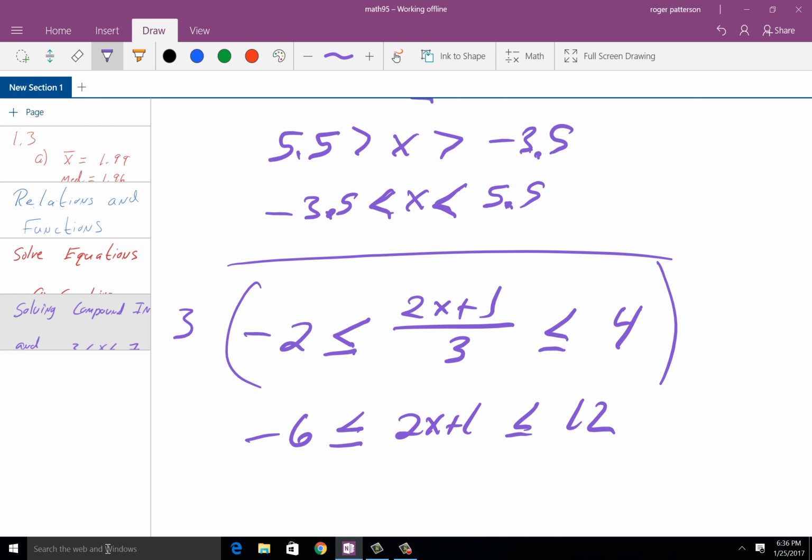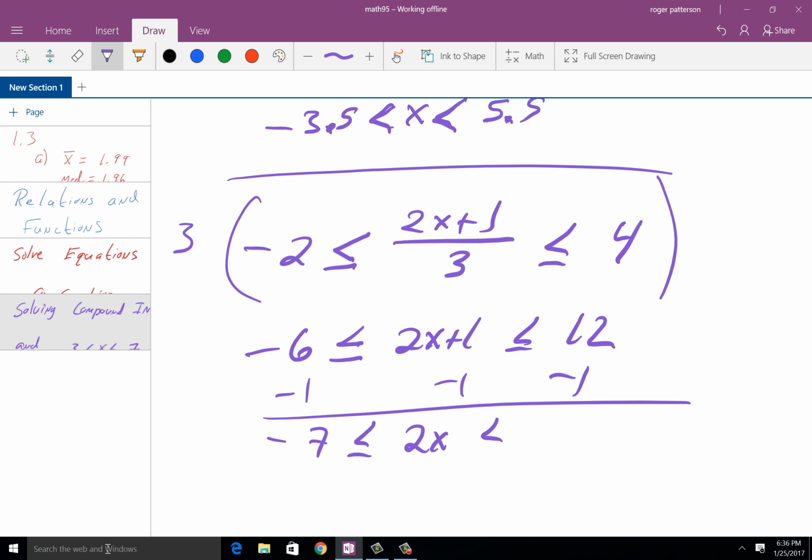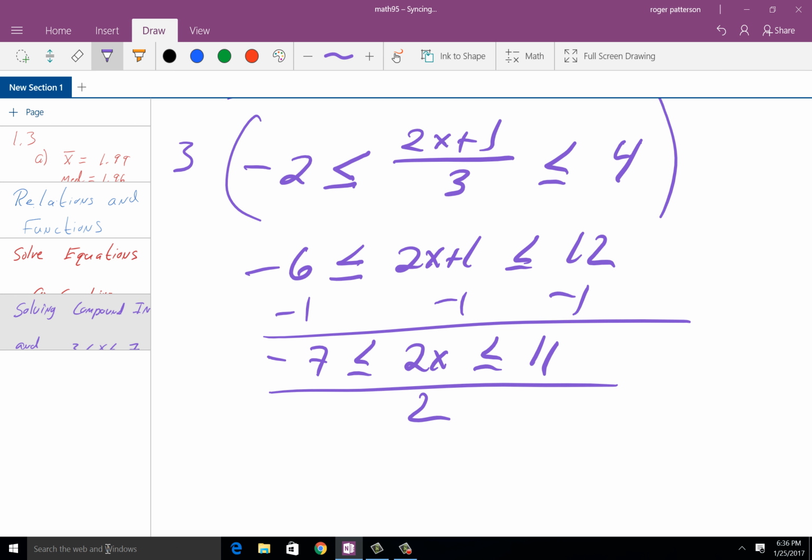Yep, make sure you go all the way through, correct? So we want to make sure that we're hitting both the -2 and the 4. And now we just work it out. So what are we going to do next? Subtract 1. Yep, we just subtract 1 all the way through. -7 here, 2x, and 11. Again, I made these up so you can tell they never come out to be nice.